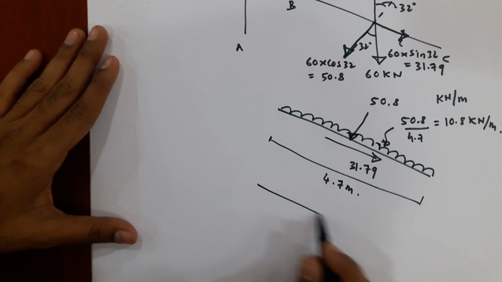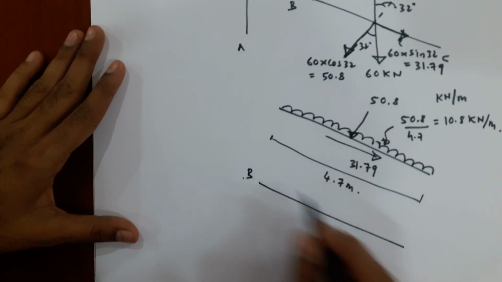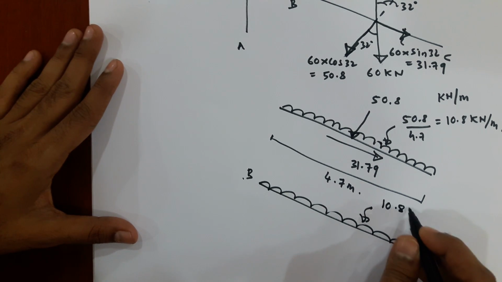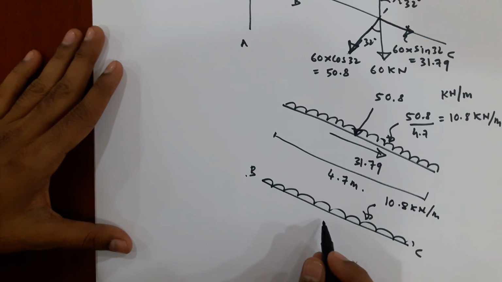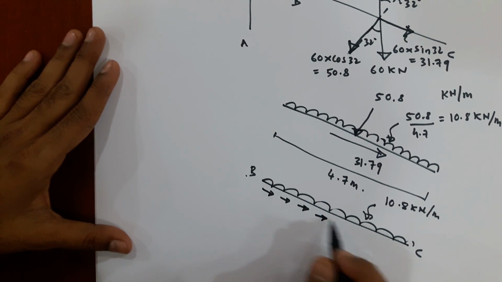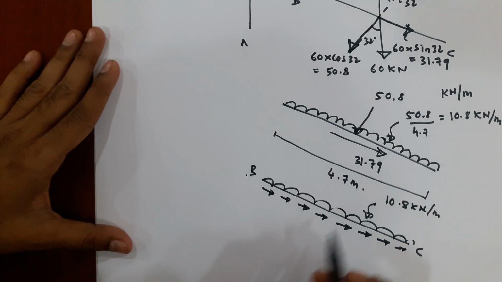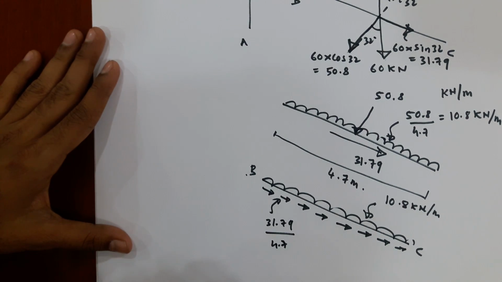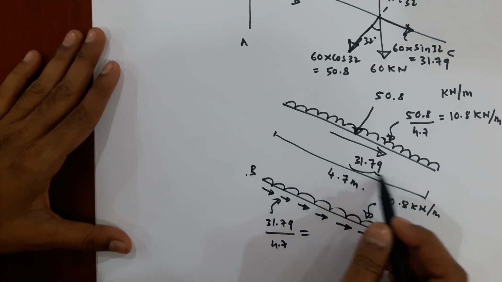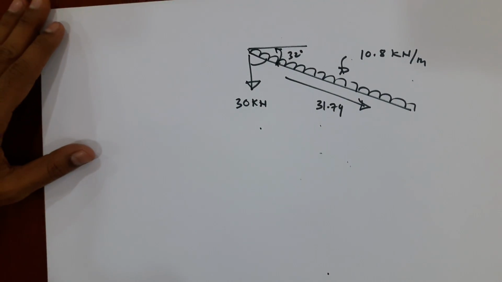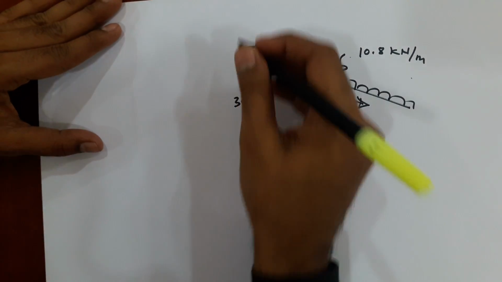Now once again I will draw like this. Member BC, we have converted the point load into UDL. We got 10.8 kilonewton per meter. We can also convert this 31.79 into UVL, because it is the resolution of the UDL and we have to divide it by the span. 31.79 divided by 4.7, so you'll get something, and this is the UVL, uniformly varying load. Or you can use this, there is no problem in this, you can use this. Okay, so these are the loads acting on member BC.